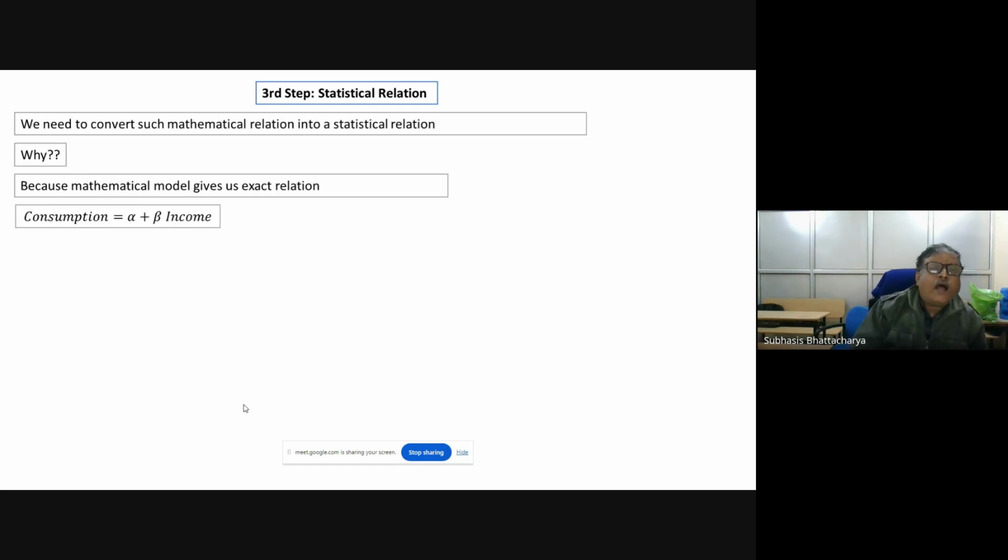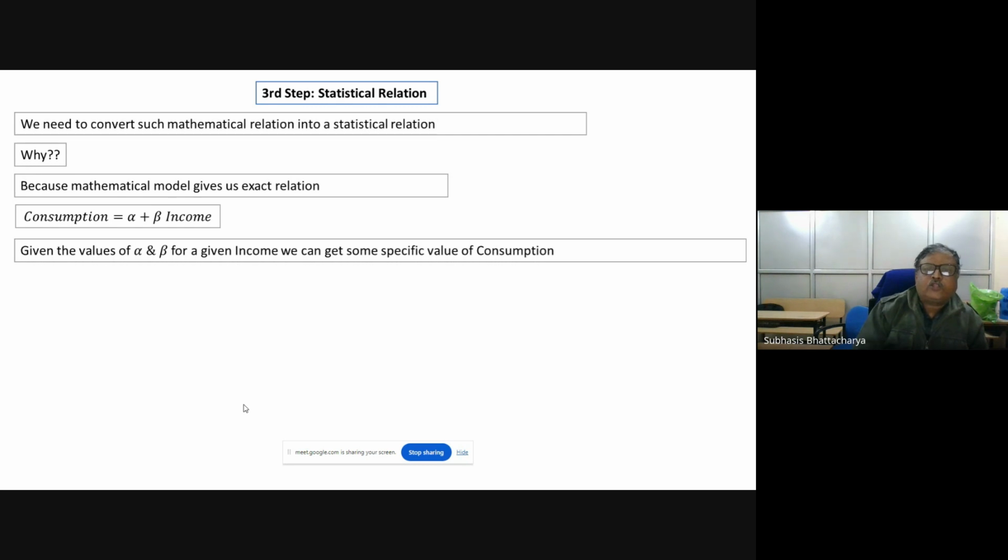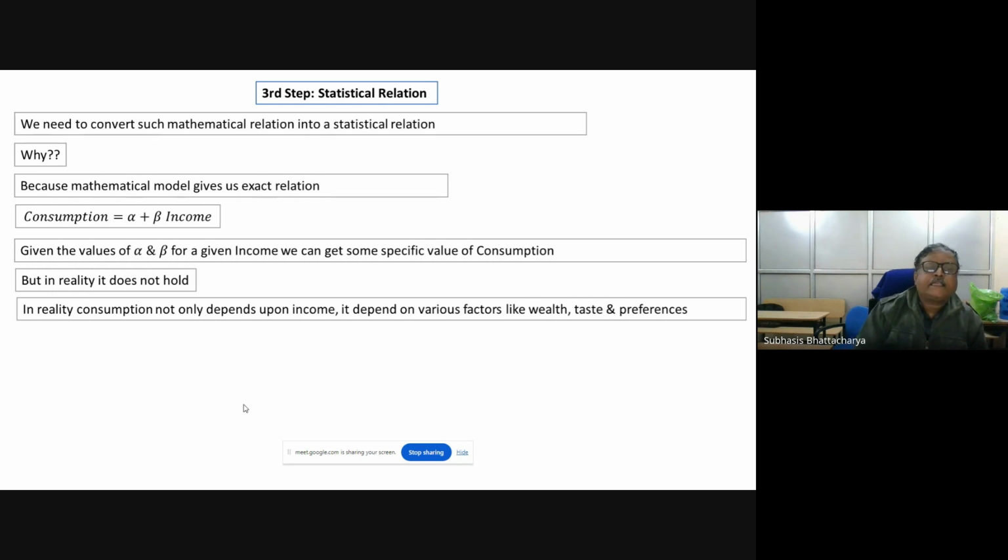So what does the mathematical relationship give us? Consumption is equal to alpha plus beta income. That is the exact relationship. But in reality, it is not true, because consumption is influenced by other factors. So what is happening? There may be several factors like wealth, taste and preference, and several other factors which may also be influencing consumption.